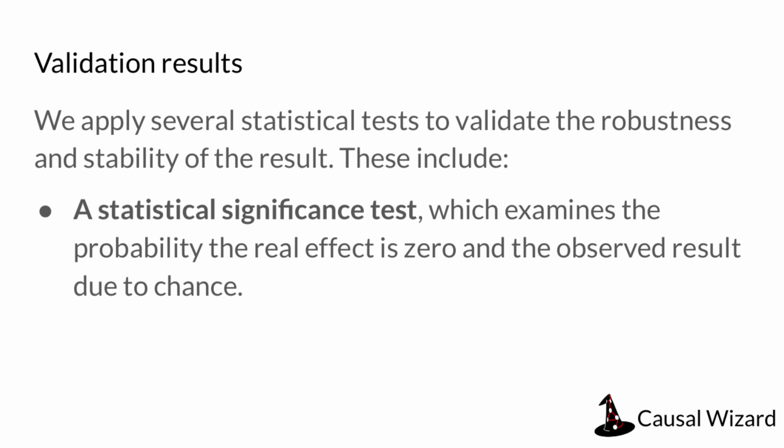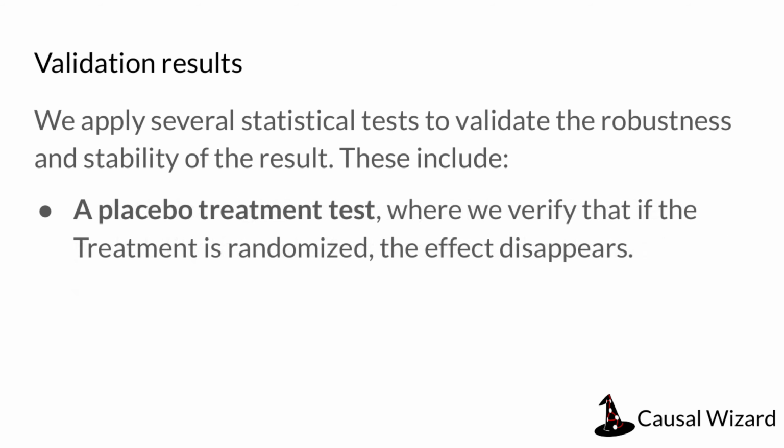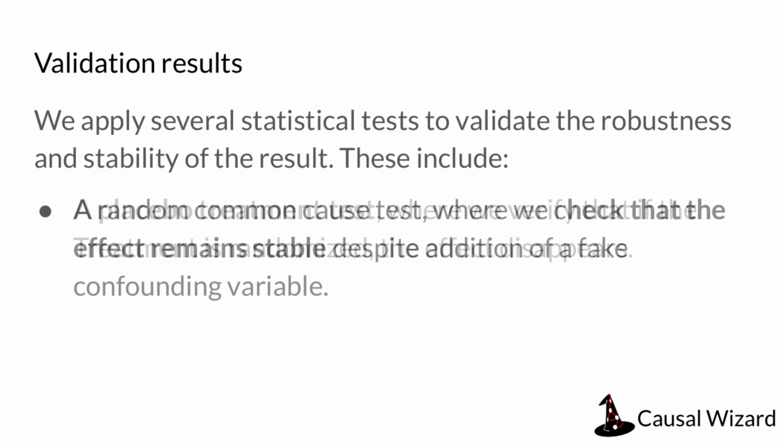The next section is validation. We apply a number of statistical tests to validate the robustness and stability of the result. These include a statistical significance test, which examines the probability the real effect is 0 and the observed result due to chance. A placebo treatment test, where we verify that if the treatment is randomized, the effect disappears. A random common cause test, where we check that the effect remains stable despite addition of a fake confounding variable.